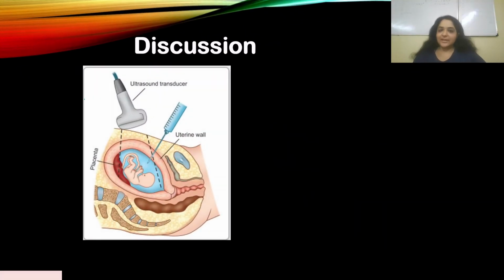Here is a diagram of the amniocentesis procedure. With the help of an ultrasound, you can see the fetus position on the screen, and a puncture is made into the amniotic sac to extract amniotic fluid from it. So basically this is how it's done. I thought I'd put a diagram there so that you can understand this in more detail. All right, let's move on then.